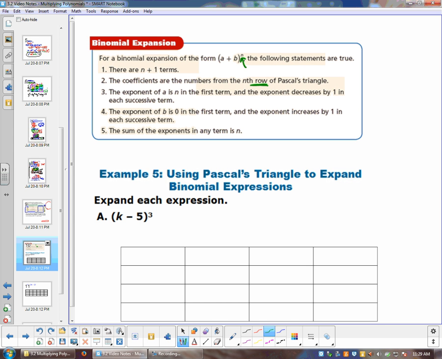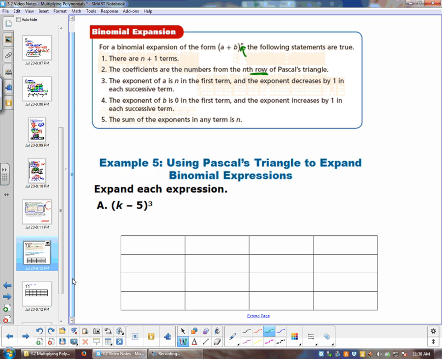So it'll start with the highest power, and then the exponent will decrease by 1 in each successive term. For number 4, the exponent of b, the second term in the binomial, will start at 0, and then the exponent will increase by 1. And then finally for 5, the sum of the exponents in any term is n. So I think let's give that an example, and maybe that will help clarify what some of those things are.